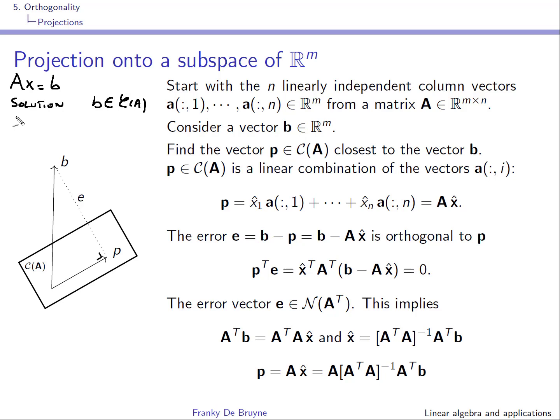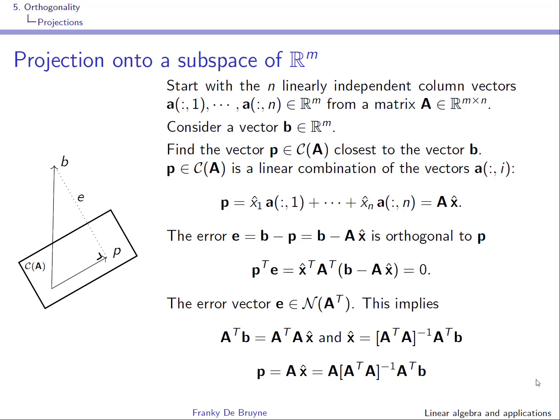So what happens if B is not in the column space? Well, obviously there is no solution to the system AX equals B, but we are interested in the best approximate solution, and this will involve projecting B onto the column space, and this is precisely what we are doing over here.